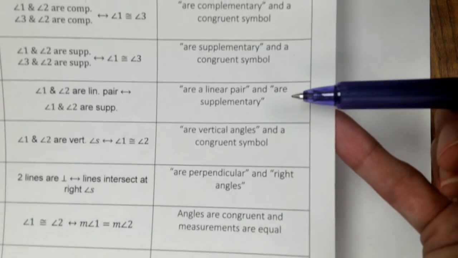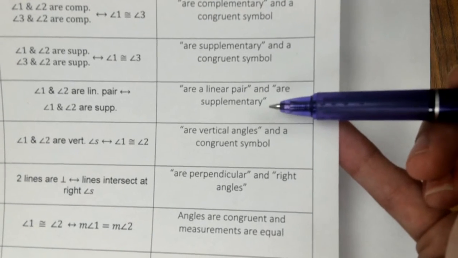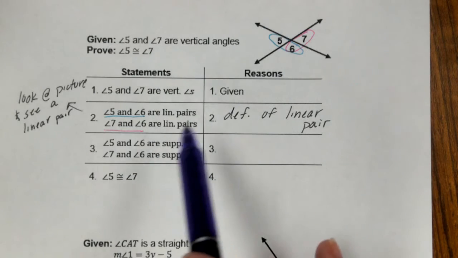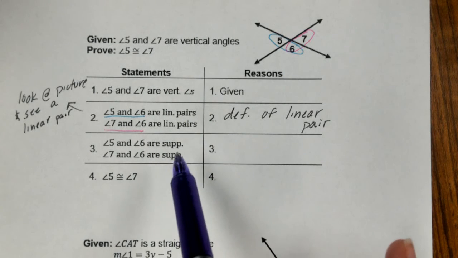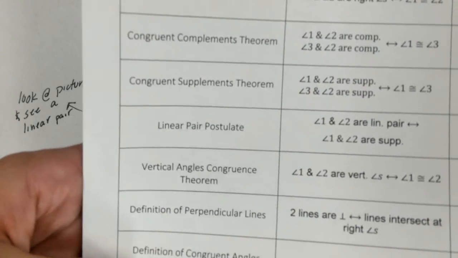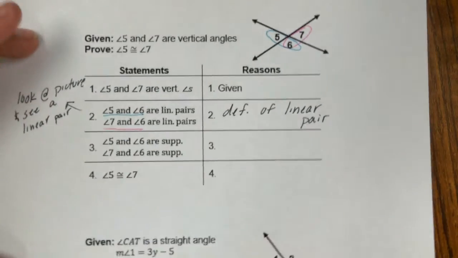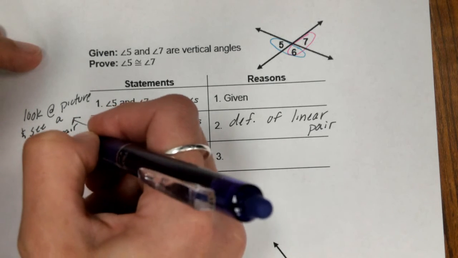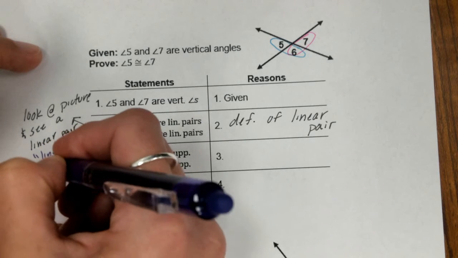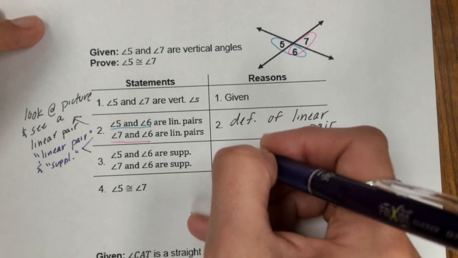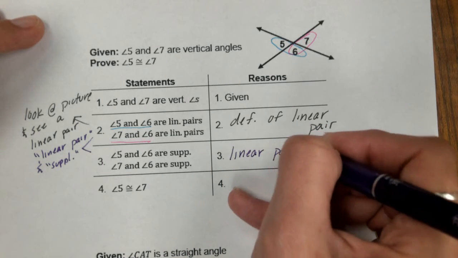Oh, I already passed it up. Linear pair, supplementary. So we look over here and we say they are a linear pair, they are supplementary. They are a linear pair, they are supplementary. Okay, we did that to both of them. So we go all the way over here to the right, and we see that that is called the linear pair postulate. So between these two, we saw linear pair and supplementary angles. And this gave us the linear pair postulate.